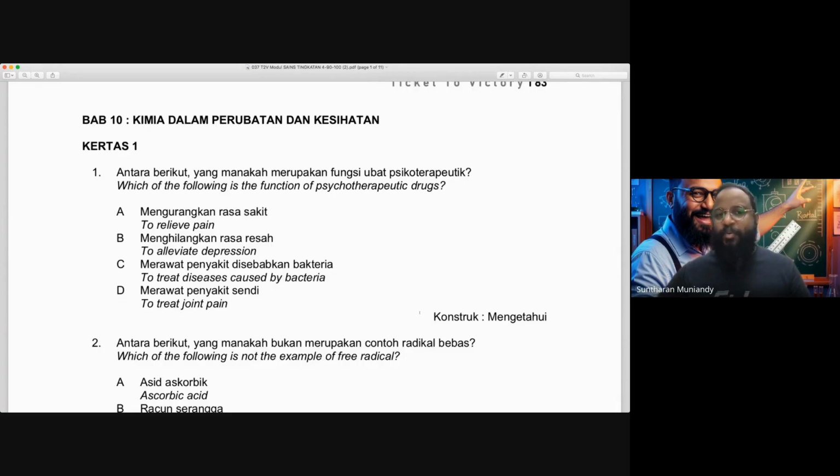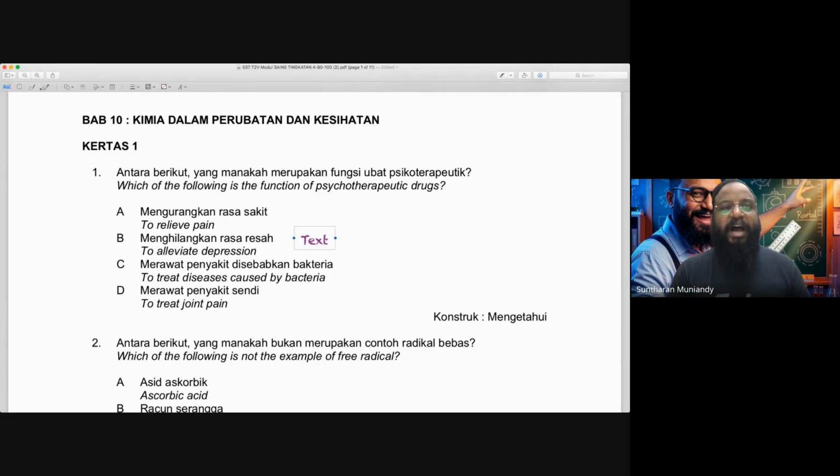Which of the following is the function of psychotherapeutic drug? Antara berikut yang manakah fungsi ubat psychotherapeutic? Now, this particular medicine is to treat psychotic conditions, something to do with our mental health. Okay, psychotherapeutic drugs are something to do with our mental health.